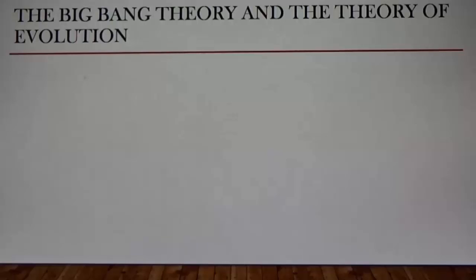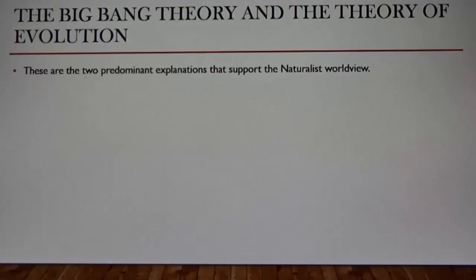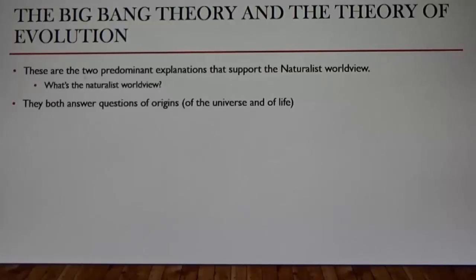So the Big Bang Theory and the theory of evolution are the two predominant explanations that support the Naturalist Worldview. What is the Naturalist Worldview? It's the idea that the universe and life and everything that we know today came as a result of natural processes alone, without a God, without a creator, without any divine or supernatural interference. There are only natural processes at work in the world. They both answer the questions of origin, some fundamental life questions such as: where did the universe come from? Where did all this come from? And also, where did life come from?